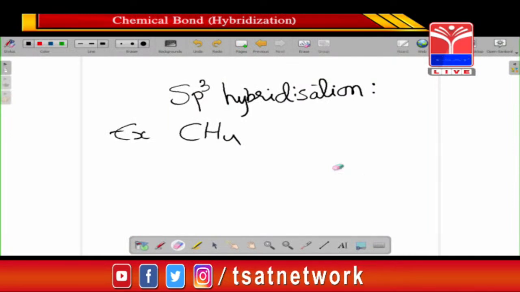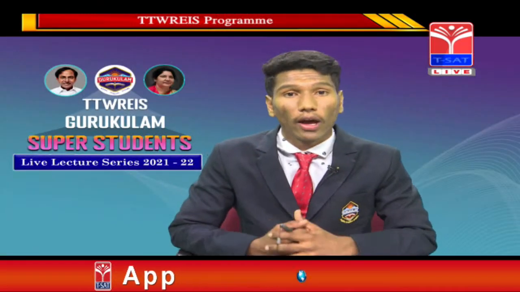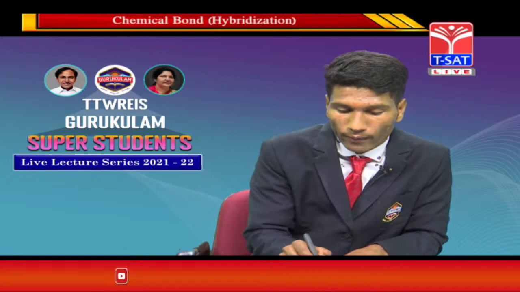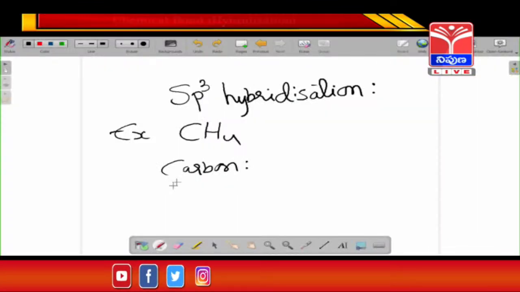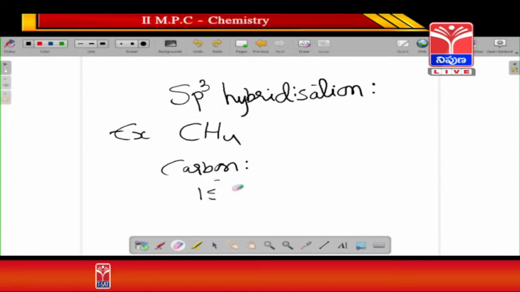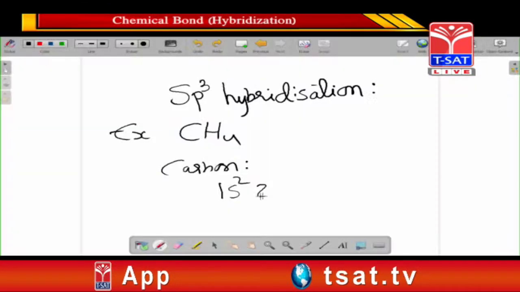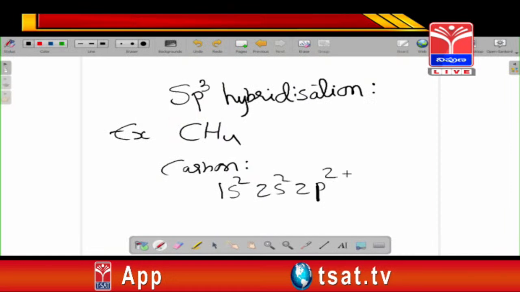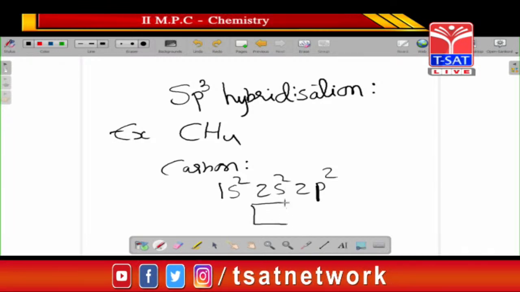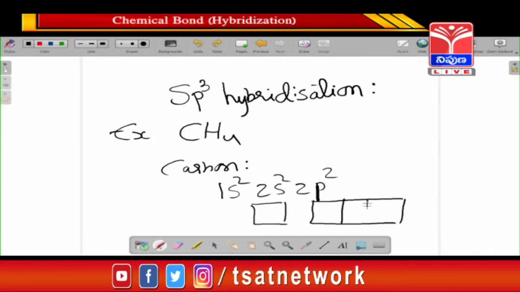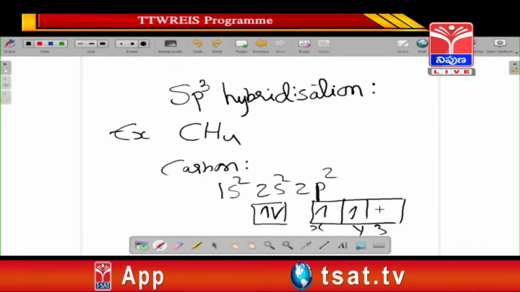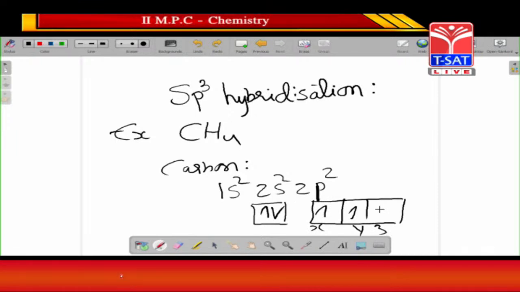In sp3 hybridization there is intermixing of an s orbital and three p orbitals to give four hybridized orbitals. For carbon we write the configuration 1s2 2s2 2p2. The three p orbitals are px, py, pz, but here the pz orbital is unpaired. In methane the pz orbital is unpaired.